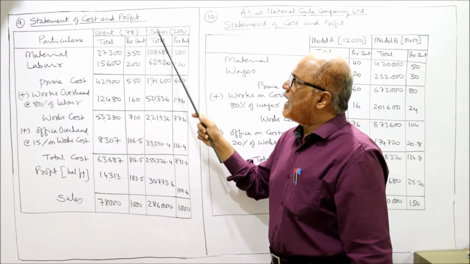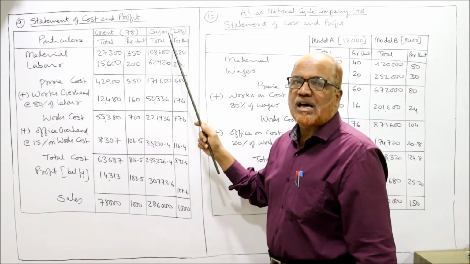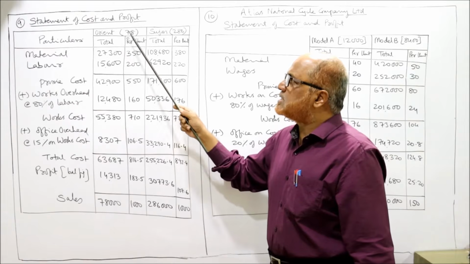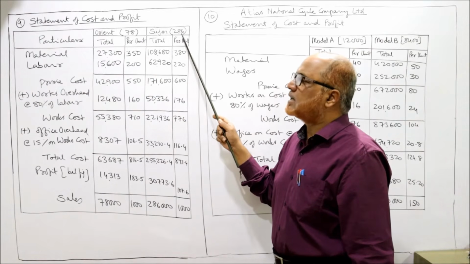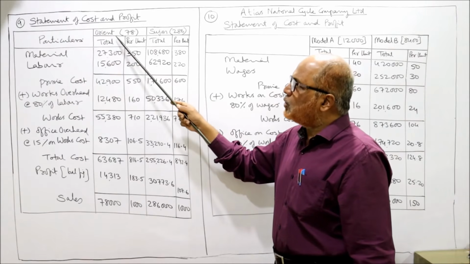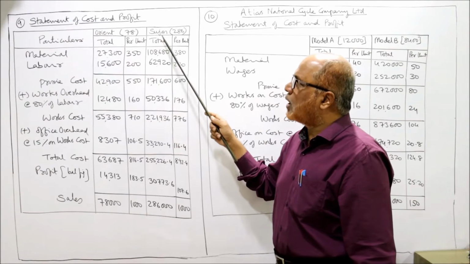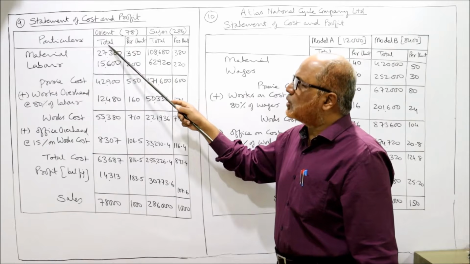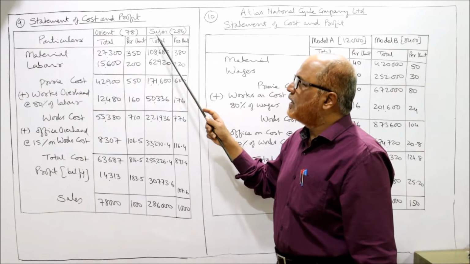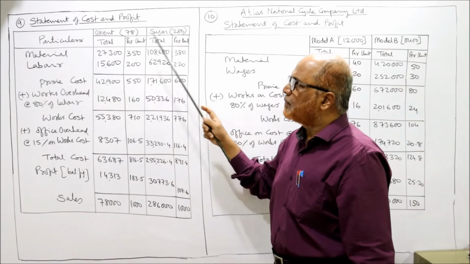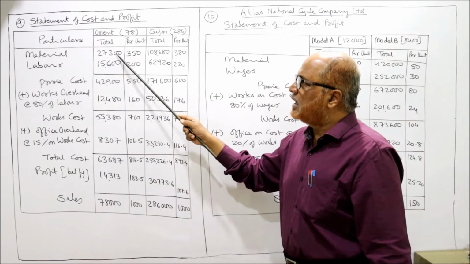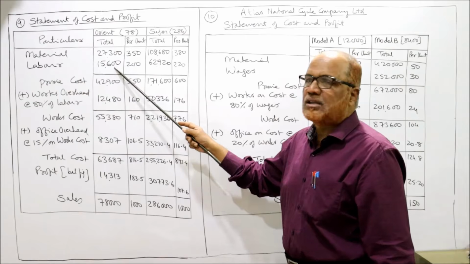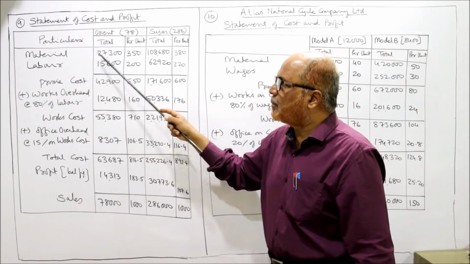So Orient and Sujon, two broad columns I have opened. The Orient 78 radios are sold and Sujon 286 radios are sold. So I have opened two columns for Orient and two columns for Sujon. One is total column, another per unit column. Here also total and per unit. Now material and labor are given in the problem. 27,300 and 15,600. These are the total materials given in the problem.